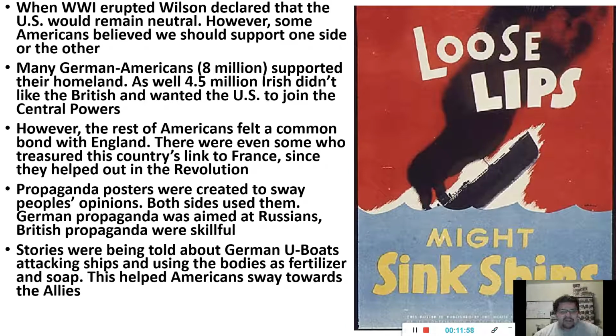So they use a lot of psychological stuff on their stuff. The other thing that was swaying people's minds were stories, false rumors. One of the biggest ones that I'm looking back on, it's like, really, people believe this? Was this thing called the German U-boats. They are basically submarines, and they were attacking ships.